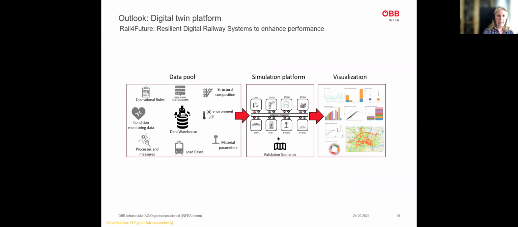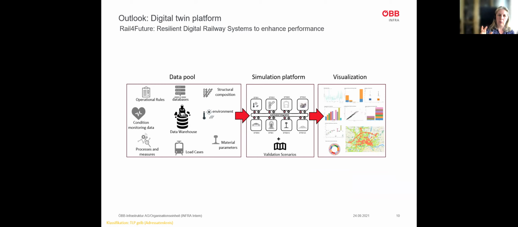Well, that was recent work coming from the Taro project. Another project, which is also nationally funded, is called Rail for Future, and here the vision is that we can build up first steps of our simulation platform.